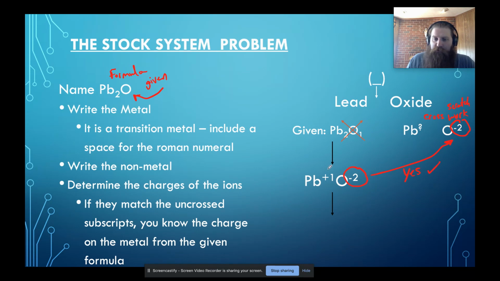If that matches, then that means this is the right number, +1. So I'd write lead(I) oxide. Now, there's an easy way for me to check my work. We know that the Roman numeral tells us the charge on lead. So I could just write it out: Pb +1, O -2, cross the charges, Pb2O. Is that what they gave me? Yep, it sure is. I know I did it right.